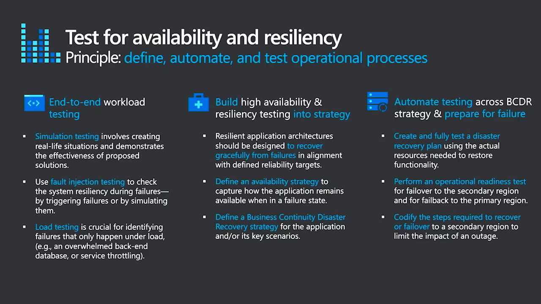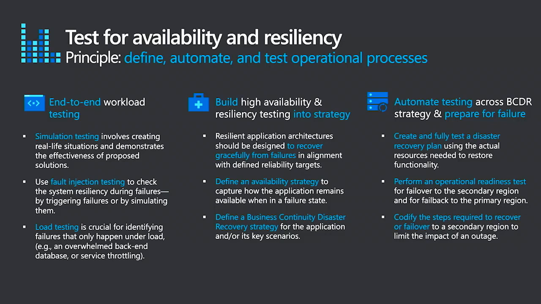As you move into a situation where you're using automation, testing should be included as part of that automation. So you want to do simulation testing, fault injection testing, and load testing. These are all different kinds of testing that allows different kinds of errors to emerge. Building high availability and resiliency testing into your strategy, right? You want to be able to have your resilient application architectures. They should be designed to recover gracefully from failures. You want to define an availability strategy to capture how the application remains available when in a failure state.